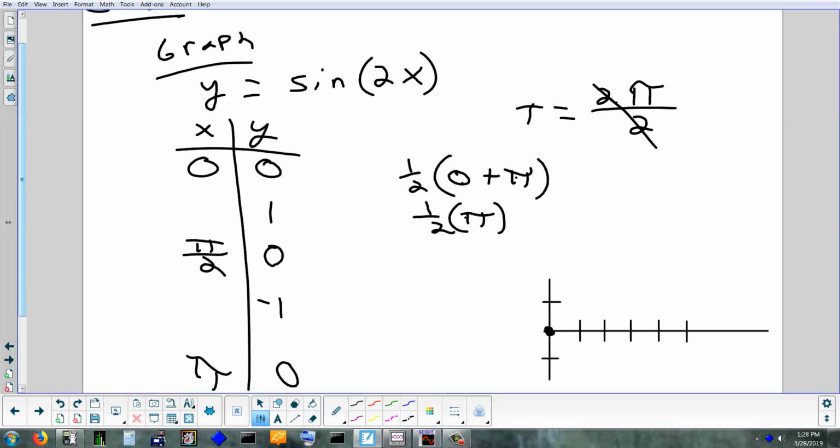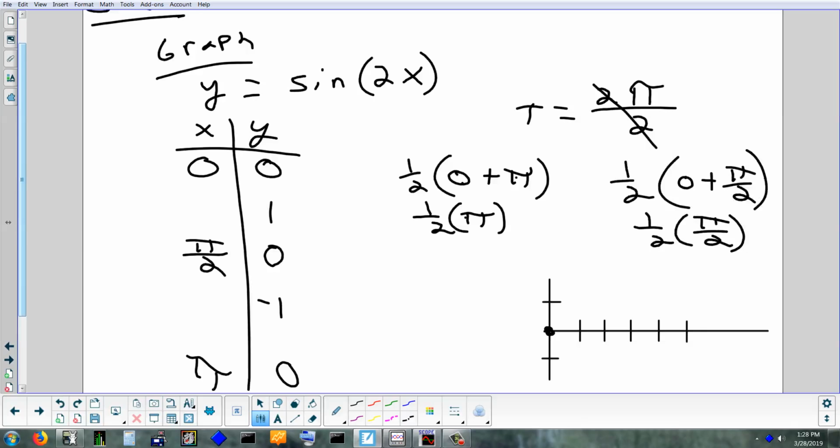And now we're going to average 2 more times to get the second and get the fourth. Okay? Let's do the second. So we're going to add them up and then take half. So we got 0 and pi over 2. What's 0 plus pi over 2? Pi over 2. And what's half of pi over 2? You just multiply straight across. 1 times pi is pi. 2 times 2 is 4.